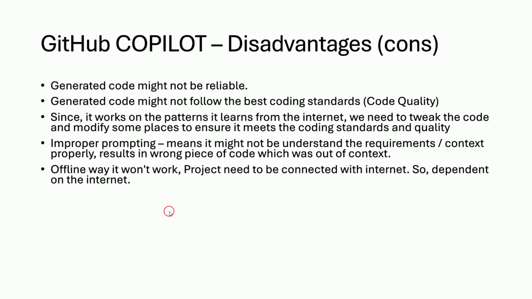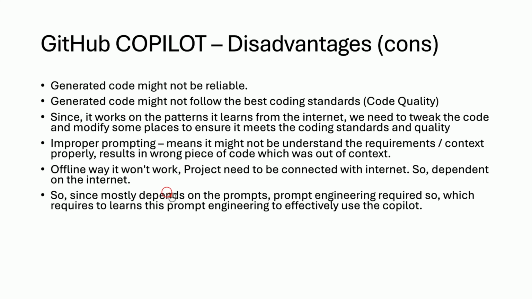Okay, the other con is that it won't work offline. For example, if you are working in a project which doesn't have any internet connection, in that case GitHub Copilot won't work for you because you need an active internet connection. So you have a dependency on the internet. Without internet, GitHub Copilot won't work. So that is also one of the disadvantages.